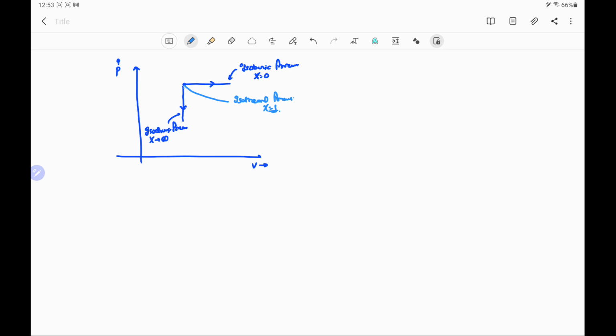And one more process is adiabatic process. It is more steeper than the isothermal, and its polytropic index will be x equal to gamma. That is the ratio of the molar specific heats at the constant pressure and volume. And this gamma is greater than 1, so it is more steeper than the isothermal process.